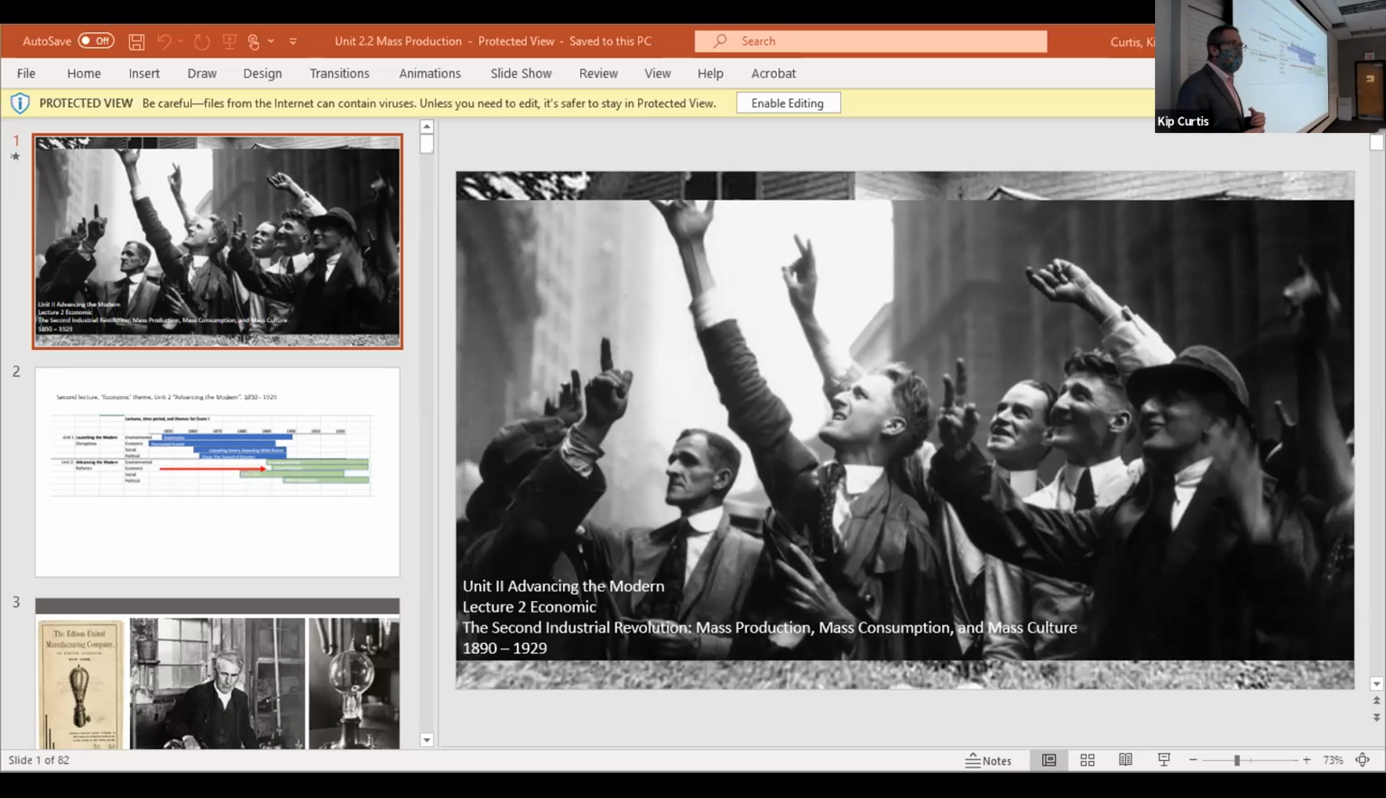Intensified management: we see an intensification of all of the materials and all of the production.